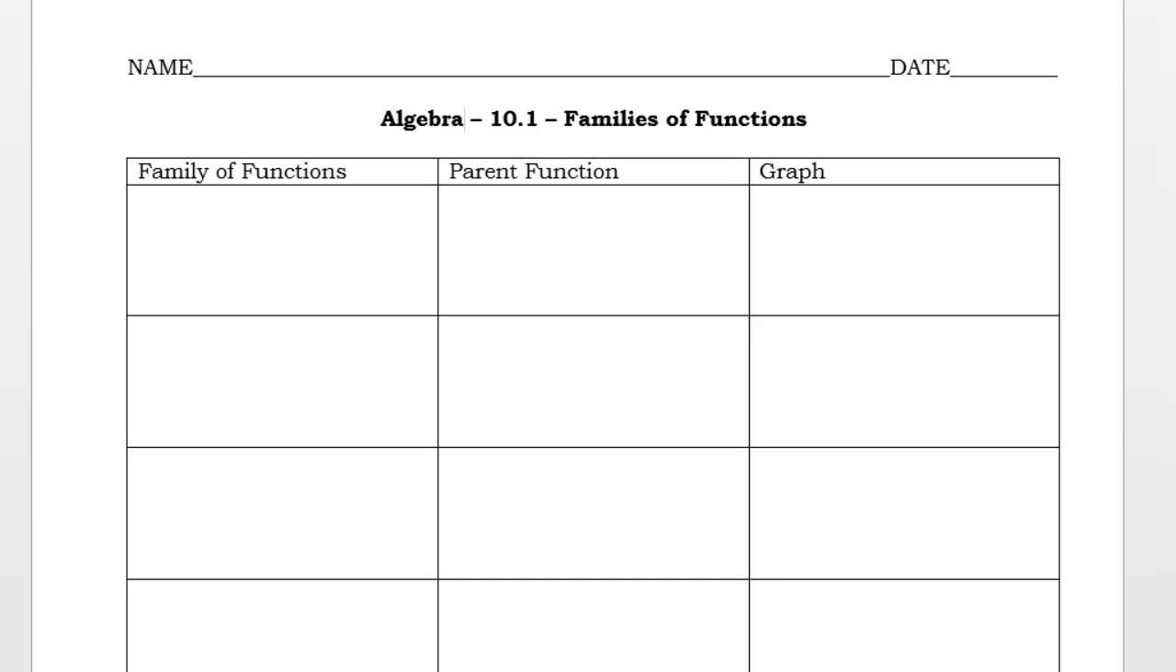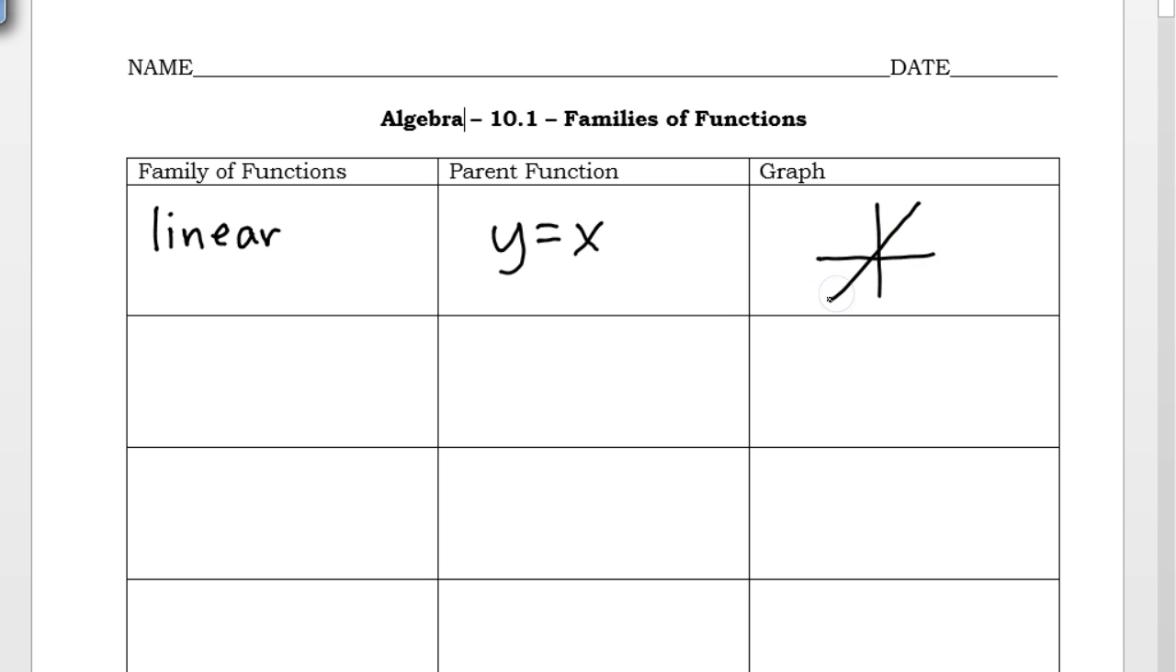Okay, this is Algebra Lesson 10.1, Families of Functions. We're going to go through 4 different families. They should be pretty familiar. The first one is linear, and the linear function equation always has an x, no special symbols or powers or exponents. We can add and subtract with that, but there's always an x in there, and then the graph is a line through the origin.